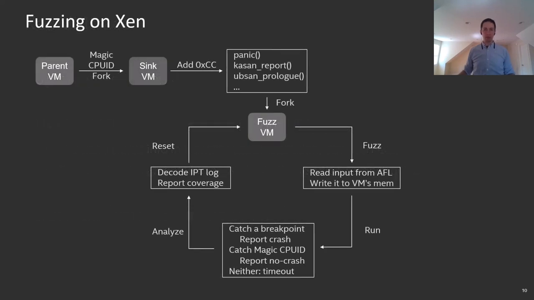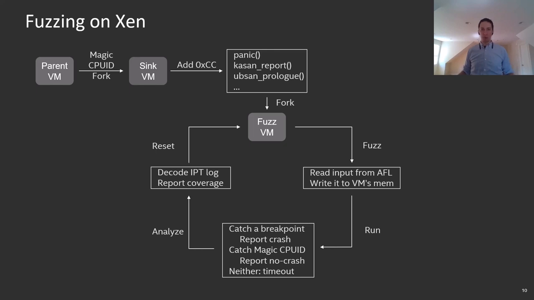Now, if you look at how fuzzing on Xen works, the idea is to boot up the target kernel that we call the parent VM, just as any other regular VM would be on Xen. In that VM, we boot the kernel with a magic CPUID compiled into the target location that we want to start fuzzing at. When that CPUID executes with a magic number, the hypervisor will understand that this is the point where the VM needs to be paused, and this is where we can start creating forks from. Once that CPUID is caught, we create a VM called the sync VM.